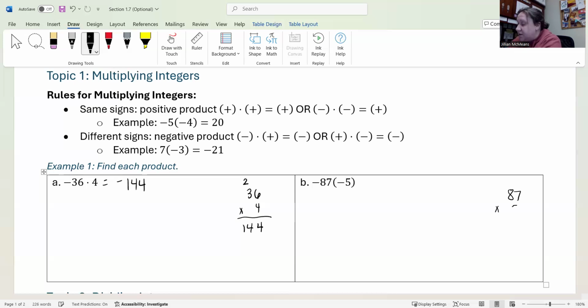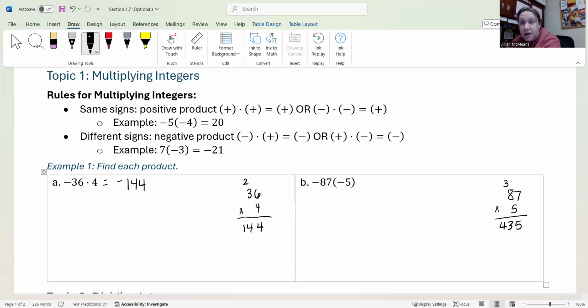I have 87 times 5. I'm going to start with the 5. I'm going to multiply it by the digit in the ones place, which is the 7. So 5 times 7 is 35. So I keep the 5. I carry the 3. And then 5 times 8 is 40. Add the 3 that you carried, and you get 43. So the final answer here is 435.